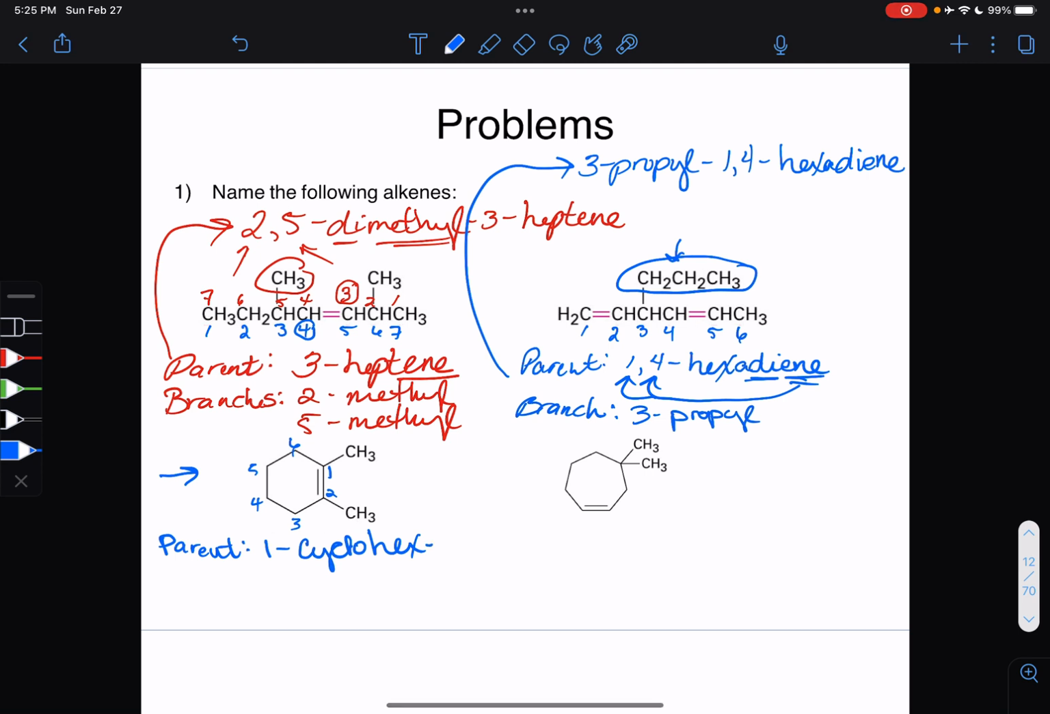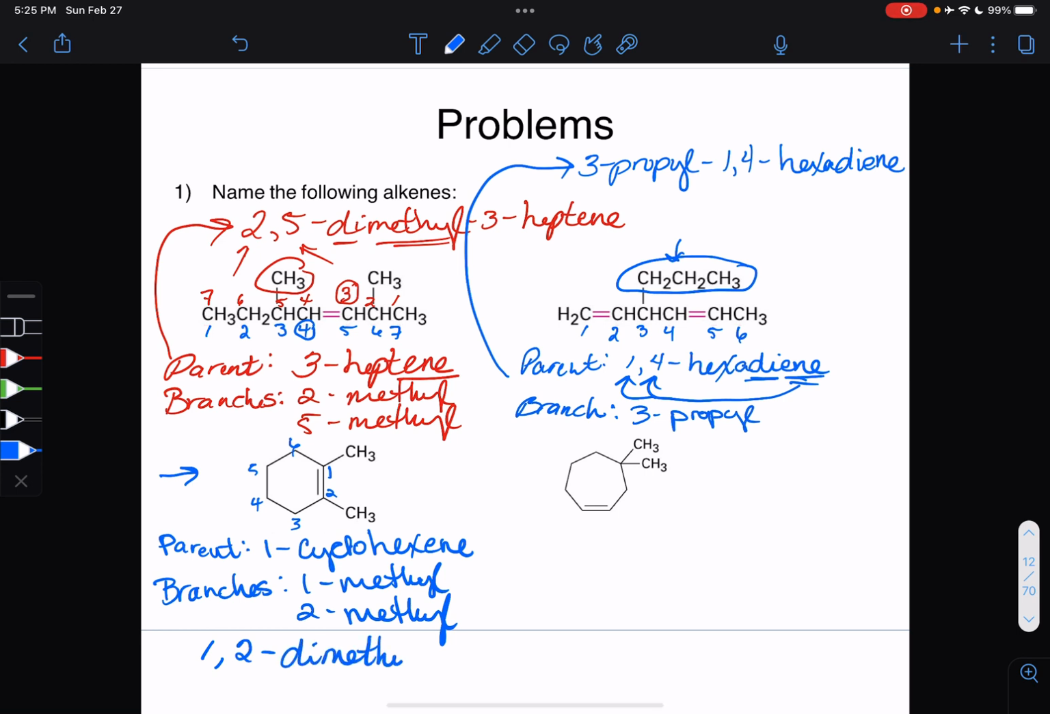Yeah, that's right, cyclohexene. And our branches, we have a 1 what? Methyl, and we have a 2 methyl. Okay, so that's gonna give us 1, 2 what?